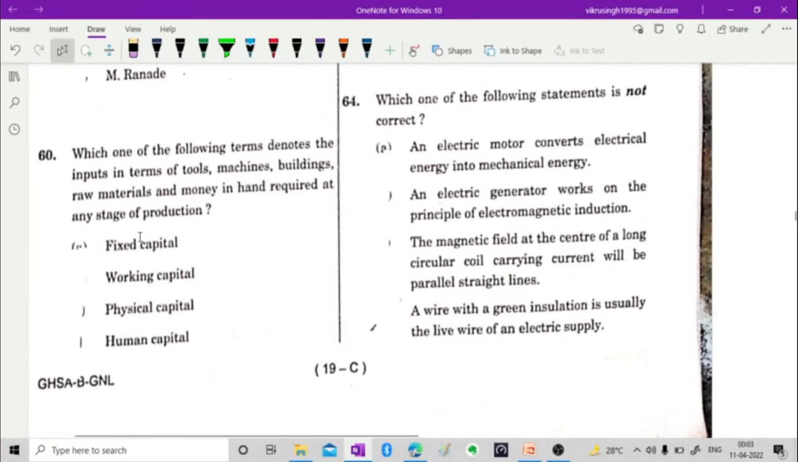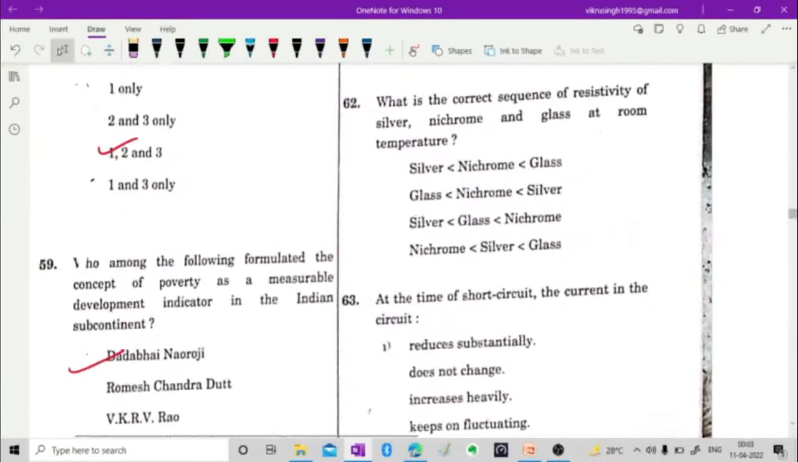Question number 60, which one of the following terms denotes the inputs in terms of tools, machines, buildings, raw materials and money in hand required at any stage of production? So it is the fixed capital. This is the fixed capital.